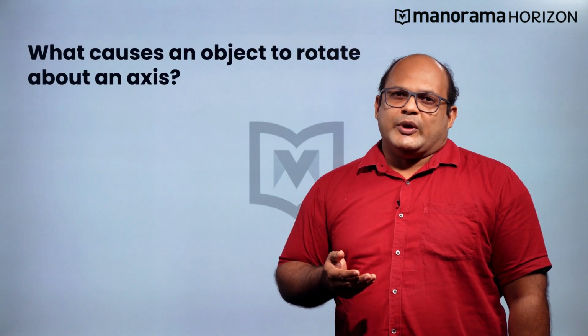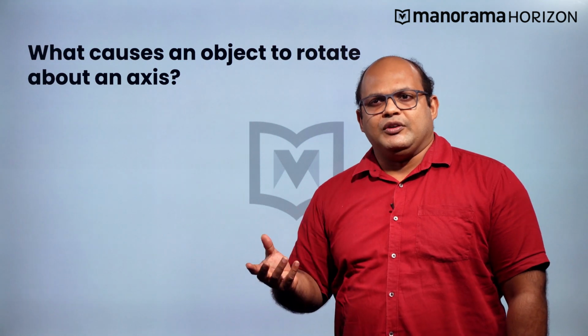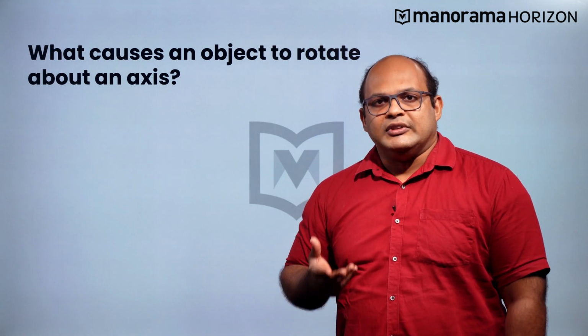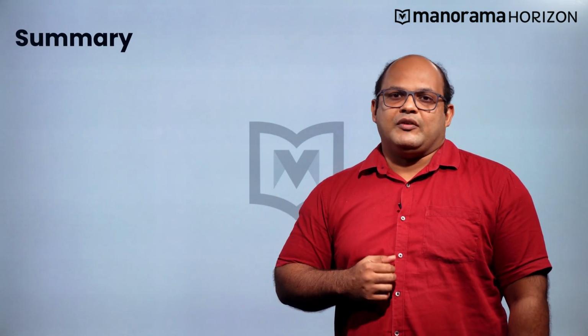But this leads us to a question. We understood how linear velocity and rotational velocity works, but what causes an object to rotate about an axis? This is what we will explore next. So, to summarize everything we have done, let's see at what all things we have covered in this session.